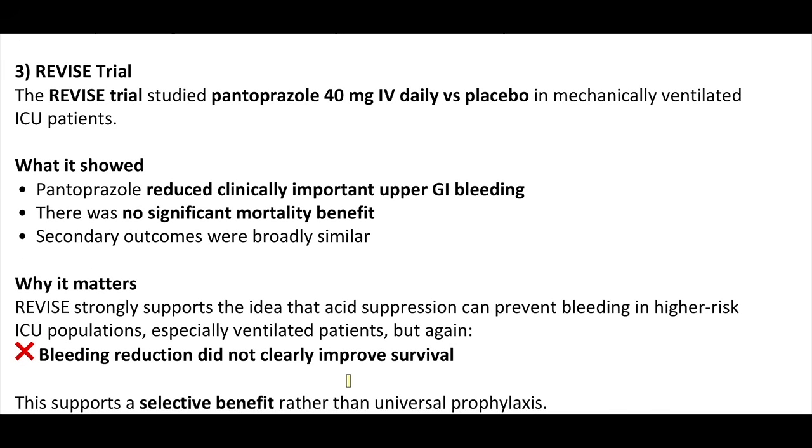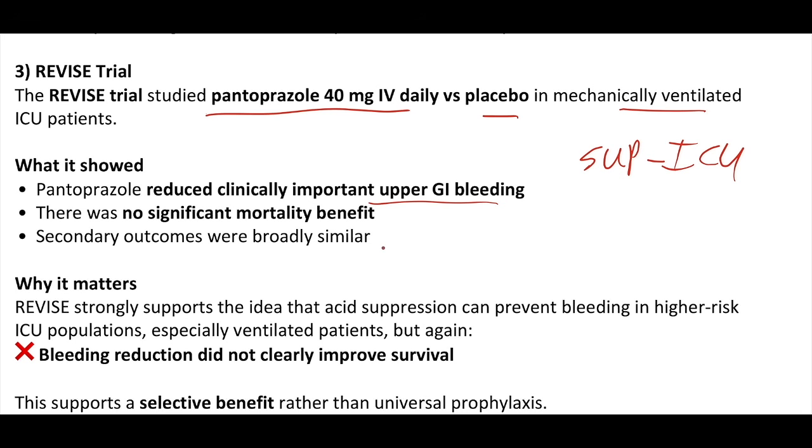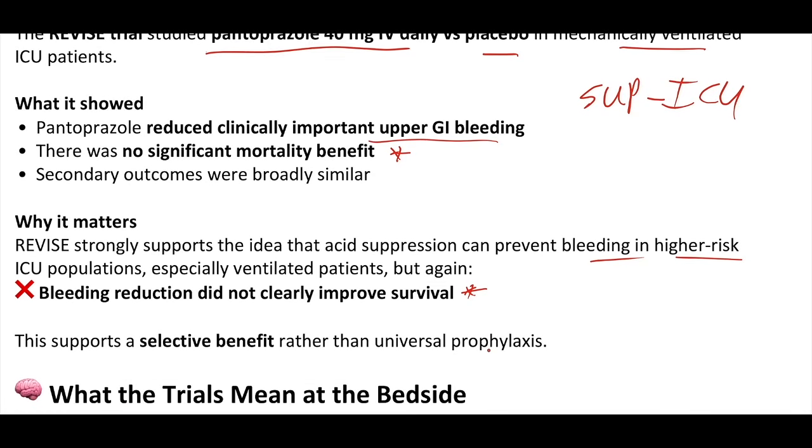Yep. The REVISE trial. The REVISE trial studied pantoprazole versus placebo in mechanically ventilated patients. And it just confirmed what we saw with the SUP-ICU trial, that pantoprazole reduced clinically important upper GI bleeding, but there's no mortality difference. And this strongly supports, again, the idea that acid suppression can prevent bleeding in higher risk patients, but that does not necessarily mean that mortality is different between the two.